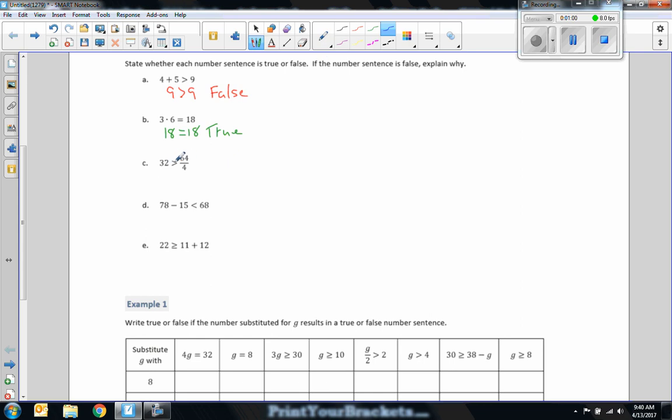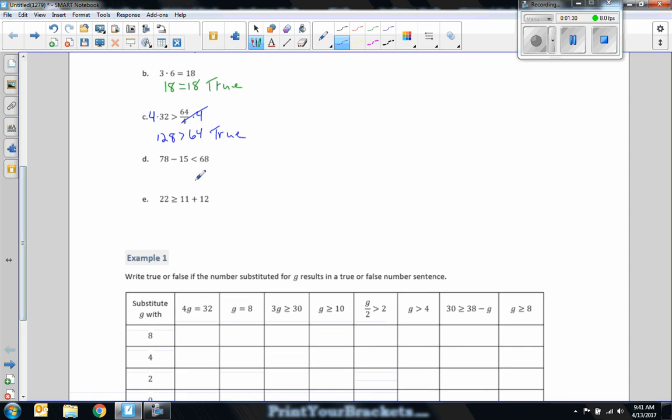C. 32 is greater than 64 divided by 4. There's 2 ways I can solve this problem. I can either divide 64 by 4, or I can multiply both sides by 4. I'm going to multiply both sides by 4. This will leave me 64 on the right. And 4 times 2 is 8. 4 times 3 is 12. 128 is greater than 64. That is definitely true.